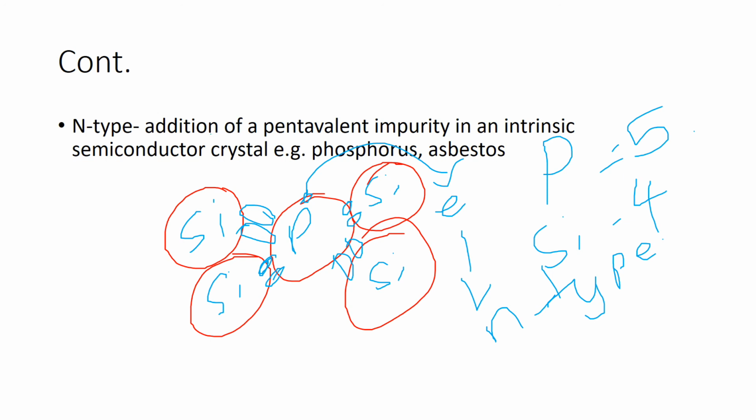I hope I've been clear and you've understood up to that point. This is basically a very small introduction to semiconductor theory. We will deal with the rest of the theory in the next class.